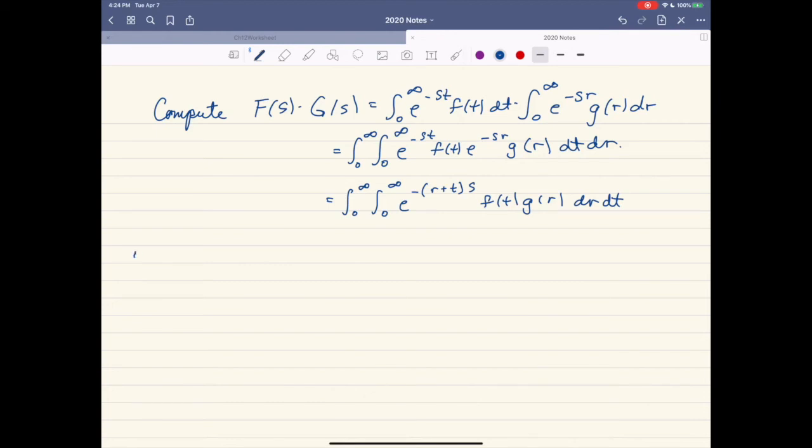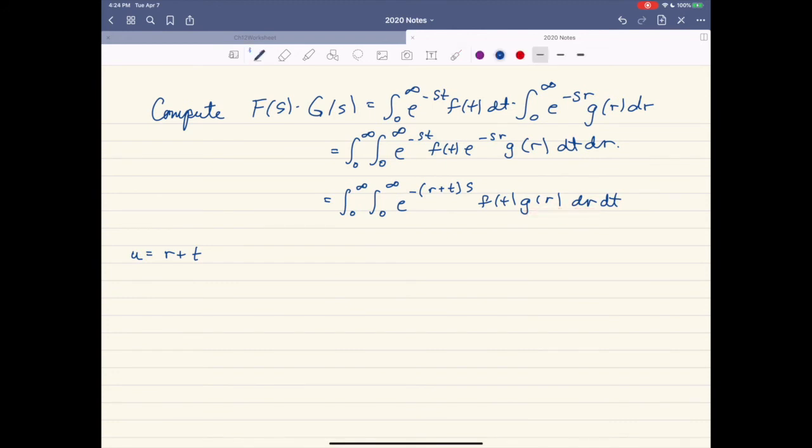So I'm going to substitute u is r plus t, and I'm only substituting in for r, right, because we're integrating with respect to r first. So I'm going to leave the integral with respect to t alone. So we're going to have the integral from 0 to t. We might as well look at our bounds of integration here. But if r goes from 0 to infinity, let's think about what that tells us about u.